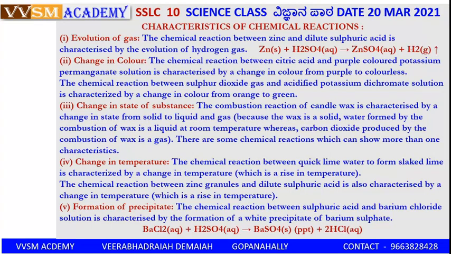Change in temperature. In any chemical reaction, there is a possibility of change in temperature. Initial temperature, final temperature: during the chemical reaction between quicklime and water to form slaked lime, there is a rise in temperature. It's an exothermic reaction. Formation of precipitate is also very important. Some reactions are precipitation reactions. Barium chloride aqueous reacts with sulphuric acid, giving barium sulfate, a white precipitate, and hydrochloric acid, aqueous. These are called precipitation reactions.